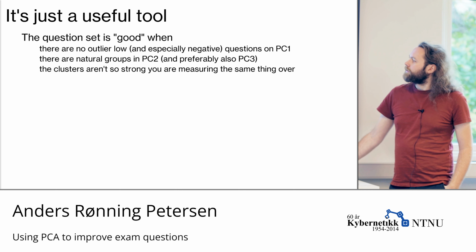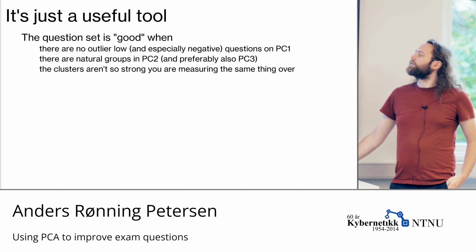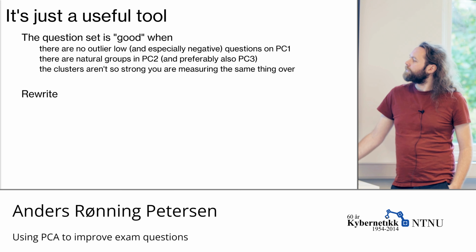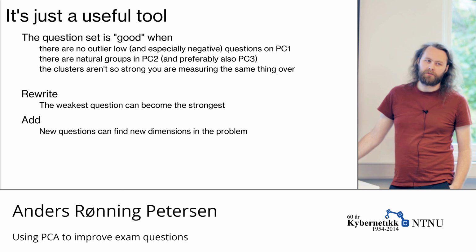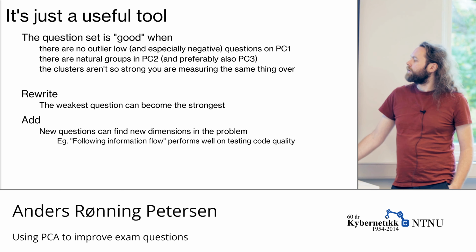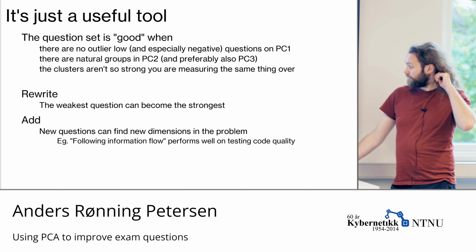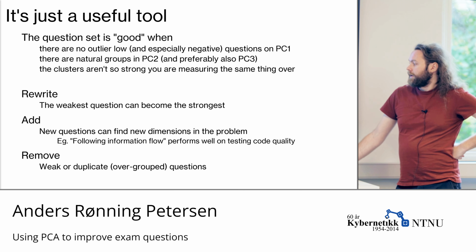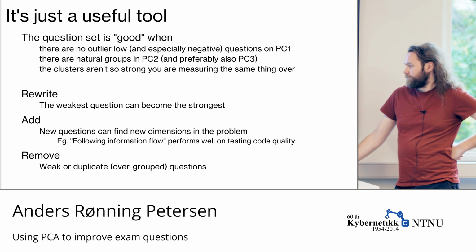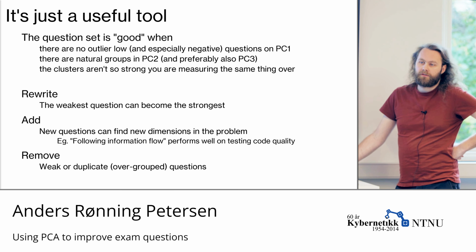If these clusters are so strong that you're measuring the same thing over, then maybe eliminate some questions, replace them with something else, and so on. So you can rewrite questions, make the weakest one the strongest. You can add things that find new dimensions into your problem space. For example, in code quality, the following information flow one performs surprisingly well as a way of determining code quality. And if you have these weak and duplicate overgroup questions, you can just remove them. If you're measuring the same thing twice, don't.